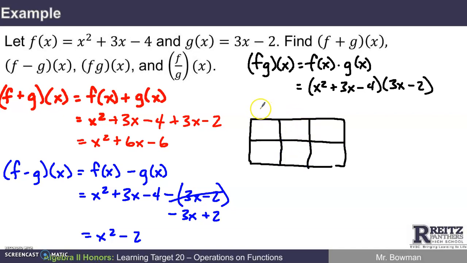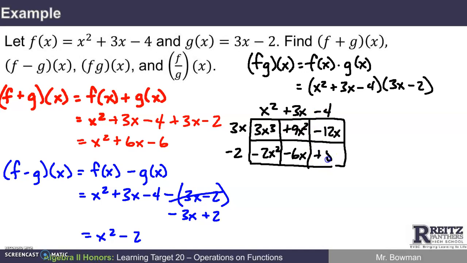If I want to multiply x squared plus 3x minus 4 by 3x minus 2, I've got 3x cubed. Here I'm going to have 9x squared plus 9x squared. Negative 4 times 3x is negative 12x. Negative 2 times x squared is minus 2x squared. Negative 2 times 3x is negative 6x. And negative 2 times negative 4 is positive 8.